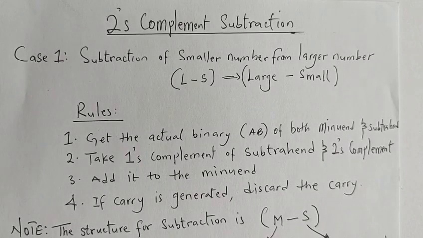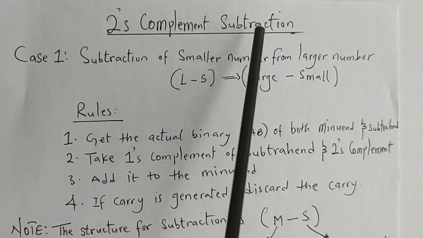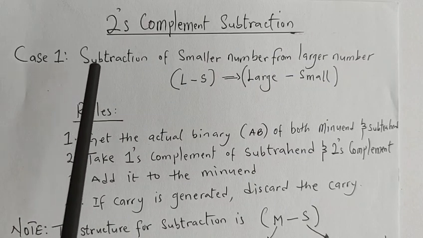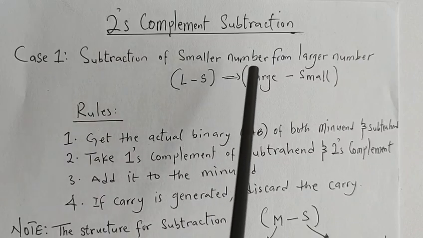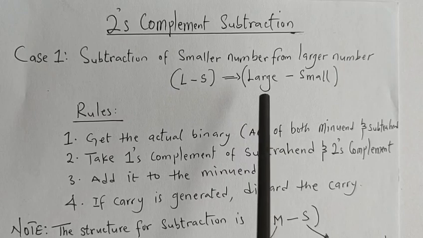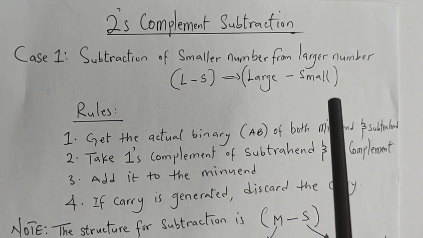In today's video, we're going to be talking about the 2's complement subtraction. Now let's go straight into case 1: subtraction of smaller number from larger number. In this scenario, it means we're going to have the large value minus the small value.